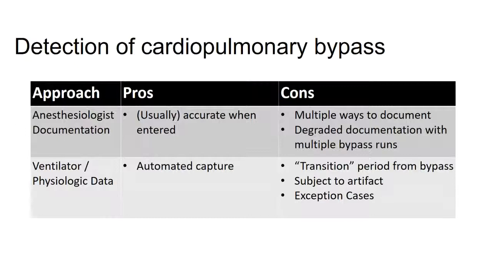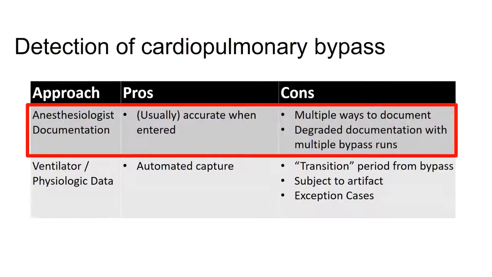But the problem comes when you have to realize that the way anesthesiologists chart this is different at different institutions. And also, sometimes when a patient has to go back on bypass, if there's some complication during the surgery and we have to emergently go back on bypass, usually that second or third time that you're going back on bypass, the anesthesiologist is not reliably documenting that start and stop time. And rightfully so, they're focused on the patient care at that time.